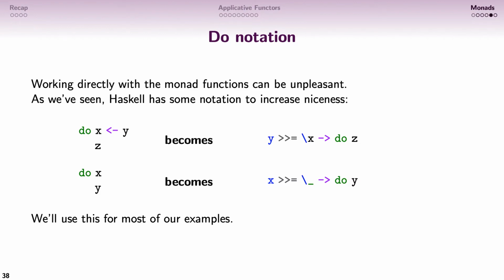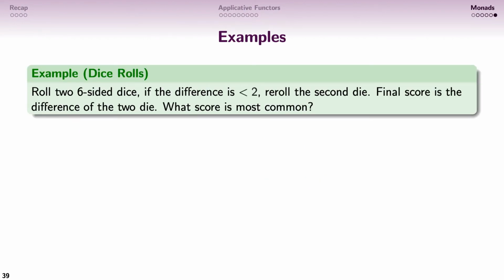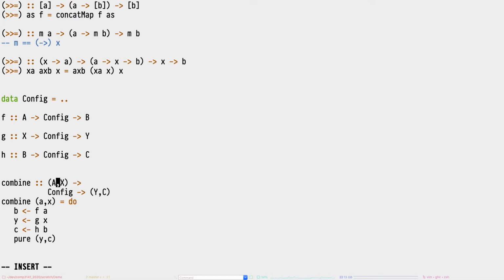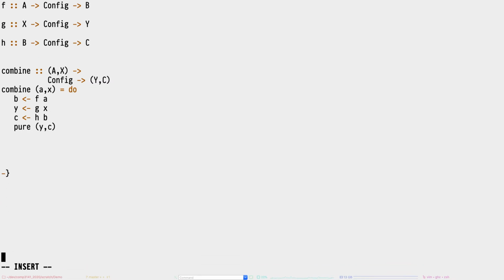Okay, so now we're going to do a few examples. So let's do some dice rolling. So the first problem is we're going to roll two 6-sided dice, and if the difference of the two numbers is less than 2, then we'll re-roll the second one, and the final score is the difference of the two. Okay? So, firstly, I'm going to use an I/O procedure to do this, because you've seen I/O before, and then I'm going to use a different type of monad to do something else.